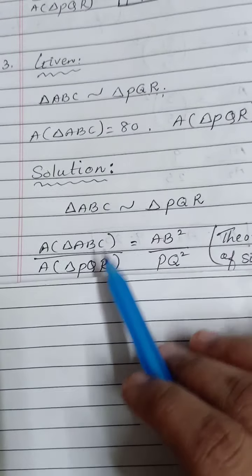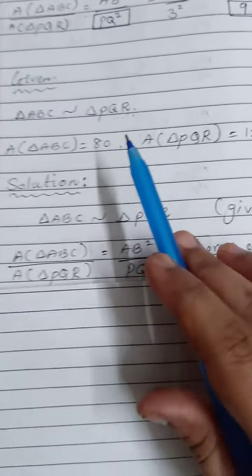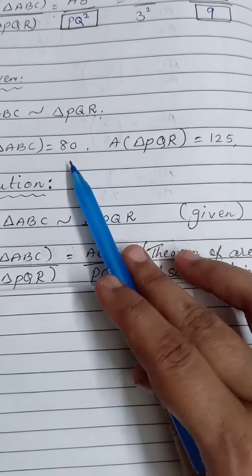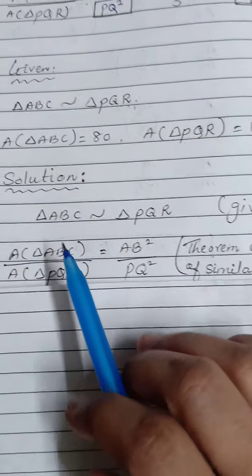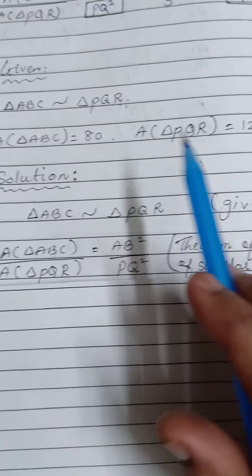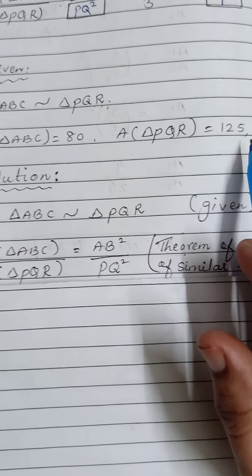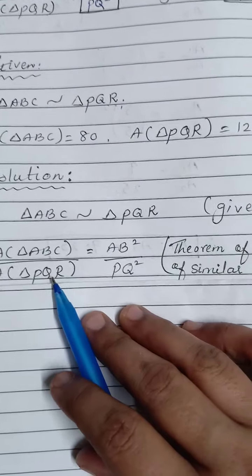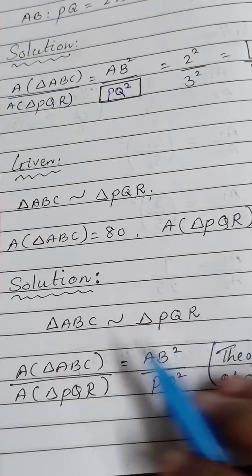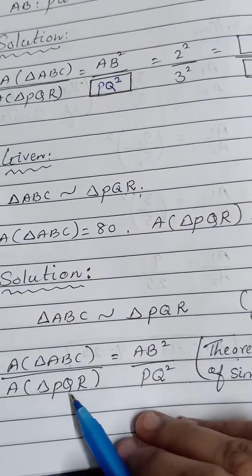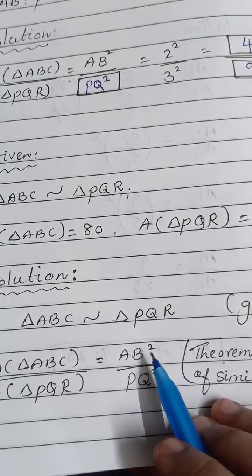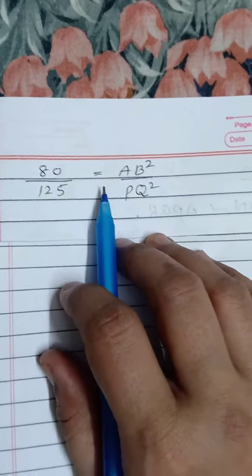Okay. Now both the areas are already given to us. So now we can apply the values of these areas. So area of triangle ABC is 80 and area of triangle PQR is 125. So we can apply these values. So we get 80 upon 125 is equal to AB square upon PQ square. So see here, same thing we have got.